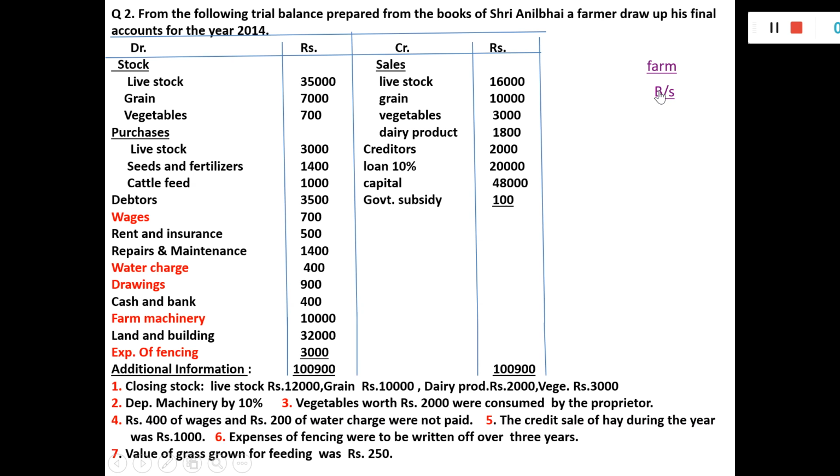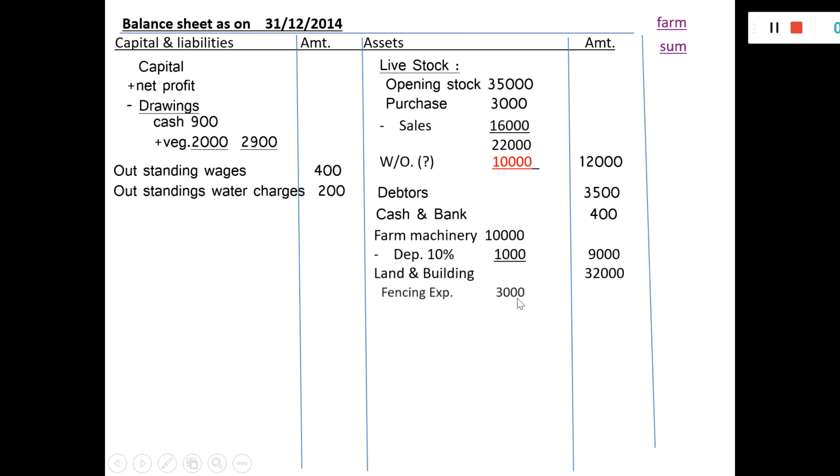Go to the balance sheet. Fencing expenses 3000 in the inner column. 1/3 part, rupees 1000, will be written off. So the remaining 2000 will be shown in the outer column.